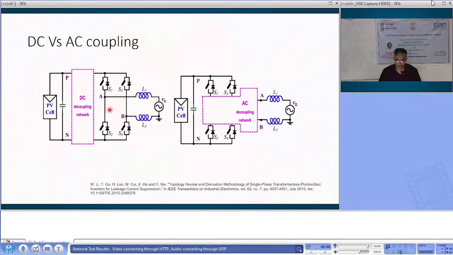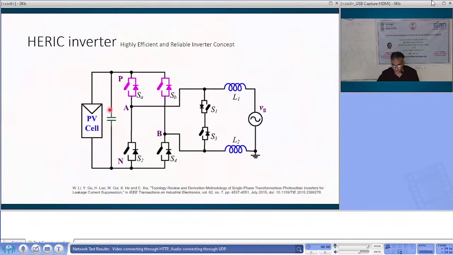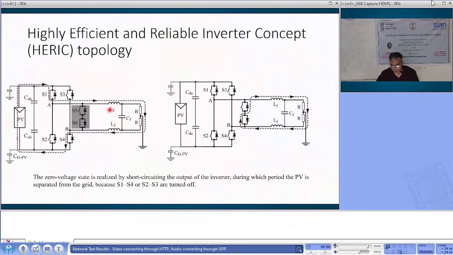So this was the DC coupling. You are coupling the DC side, the technique that we discussed. There are a few techniques where you decouple the AC side. So this is the technique, that is the Herrick inverter. It's given in this paper. That is a highly efficient and reliable inverter concept, in which you are decoupling the AC side. How do you decouple it? Let me give the example.